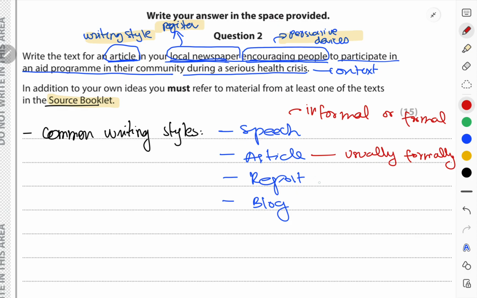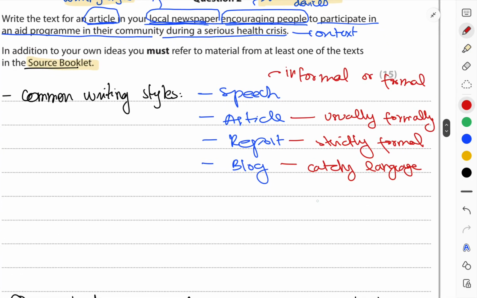Okay, so reports are strictly formal, okay? This is just a general overview of these writing styles. And a blog is basically catchy language, colloquial, because its purpose is entertaining. It has to entertain, so yes, it includes entertaining language.